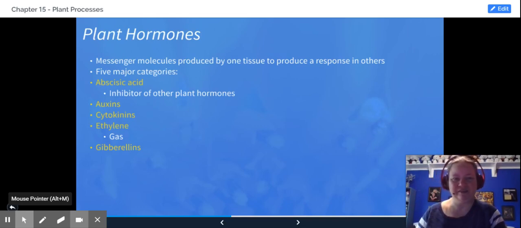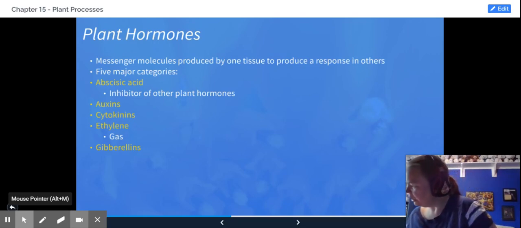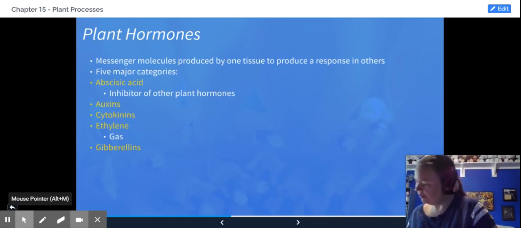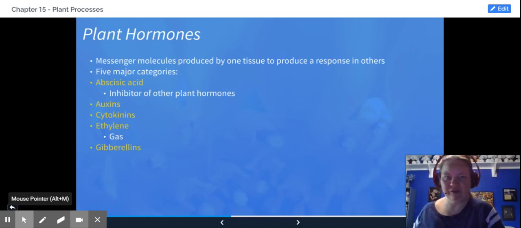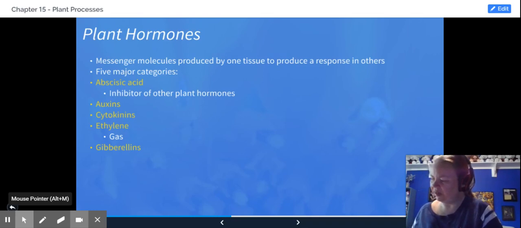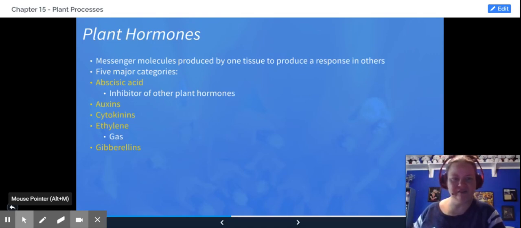We have abscisic acid. Okay. This is an inhibitor of other plant hormones; that is pretty much its only function. It slows cell growth and cell division. Okay. Auxins are produced in the apical meristem, and they promote cell elongation and they suppress cell division. Okay. Cytokinins will promote cell division, and they work with auxins to control growth and division of cells.